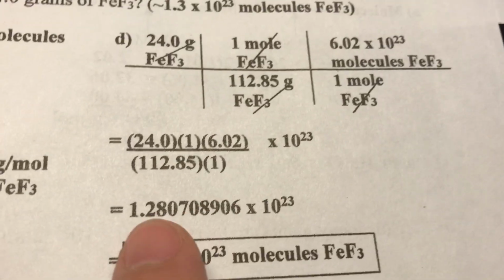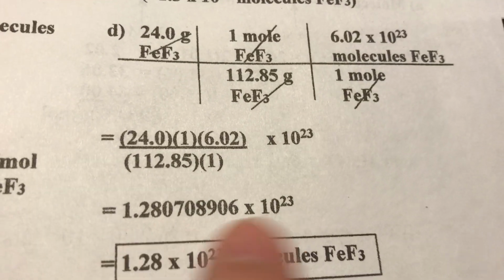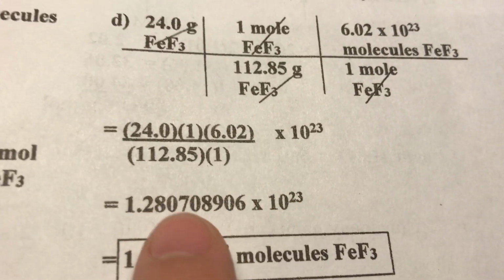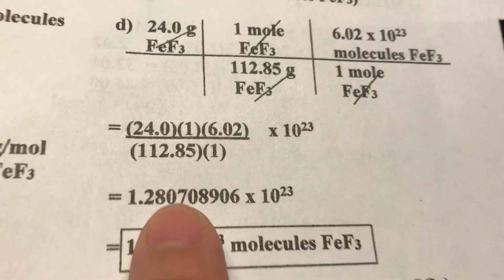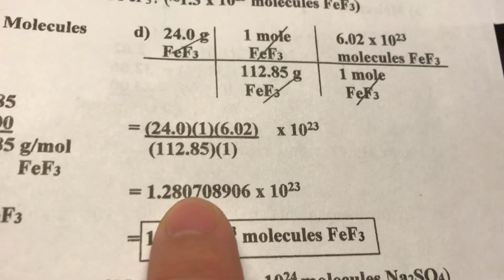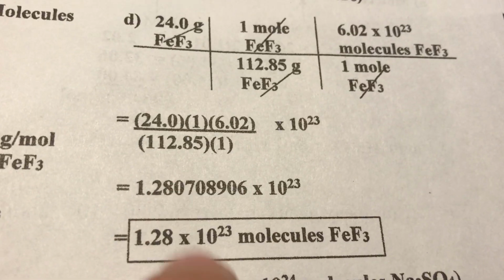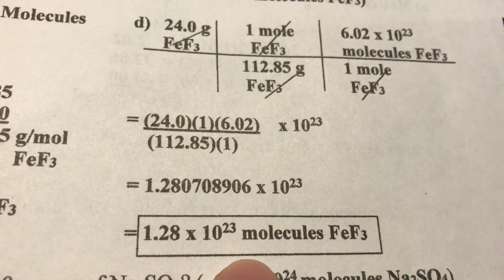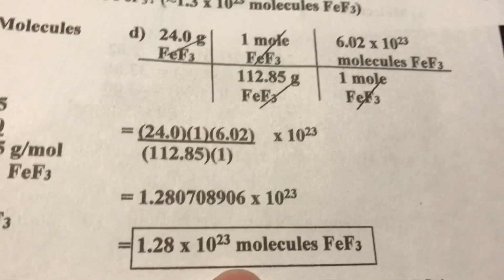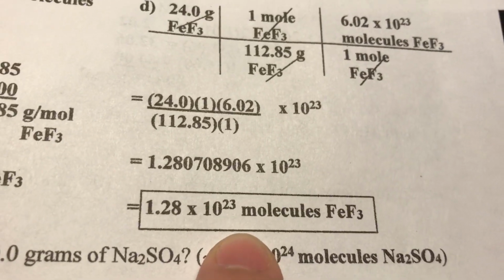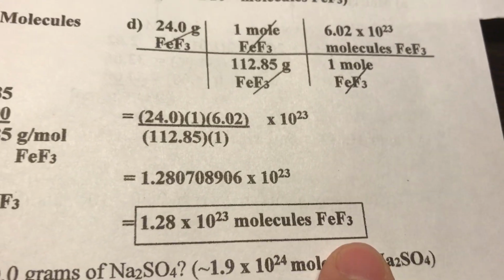Then you do the math, it becomes 1.28, times 10 to the 23rd, and make sure this number is between 1 and 9.999. If not, you have to fix that. And then finally, we round the number to 2 places. And then if you have an exponent, you have to add or subtract. Go ahead and fix that. So number, unit, what it is.